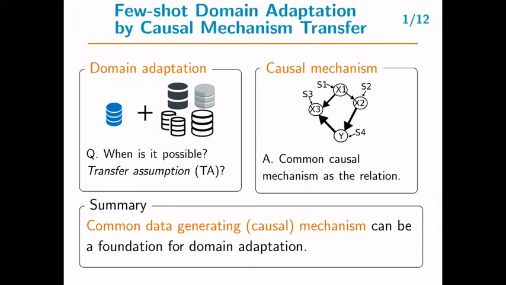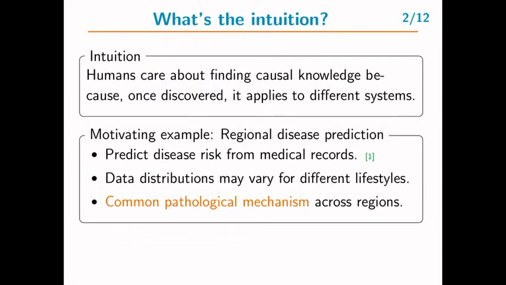And in this setting, we proposed how to exploit the assumption for domain adaptation, conducted solid theoretical analysis for the method, and performed a proof of concept experiment to confirm its validity. So in a nutshell, our message is that a common data generating mechanism, such as causality, can be exploited for domain adaptation. Now, let me briefly explain the intuition behind our approach to exploit causality.